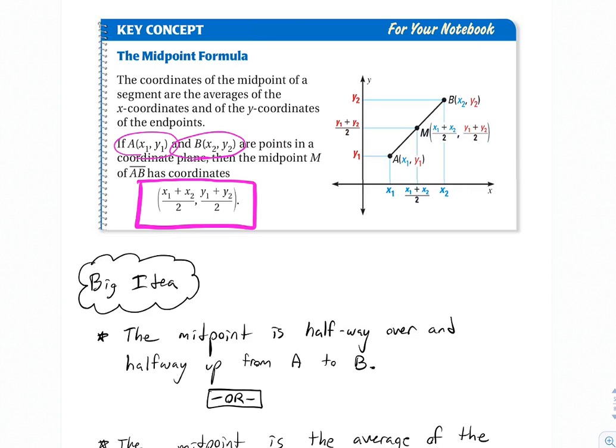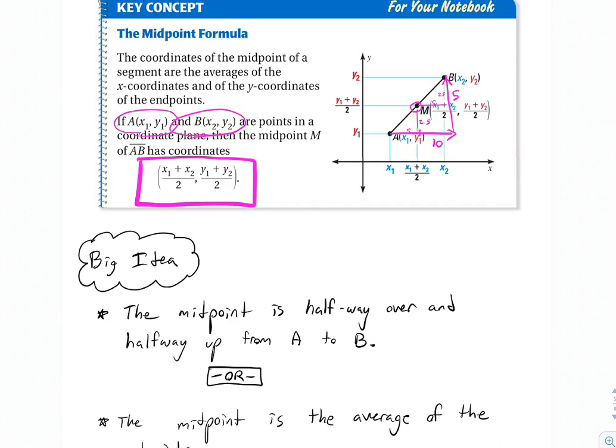So in my picture, if I was going over, oh, let's do this in a bright color, like bright pink. In my picture, if I was going over 10 and up 5, then my midpoint would be over half of that, 5, and up half of that, 2.5. Because if I go over another 5 and up another 2.5, I'm at the other endpoint, right? So exactly half is halfway, because I'll go the other half later, and then halfway up, and I'll go the other half later. So halfway over, halfway up, midpoint. And then the rest of the way over, rest of the way up is the other half. So that's the way I remember it.